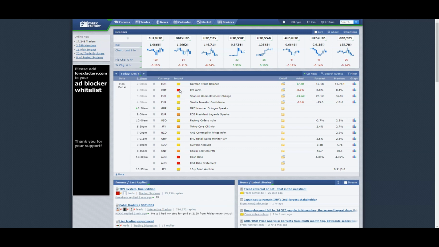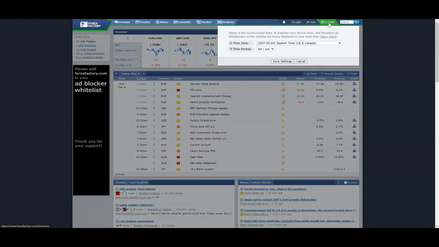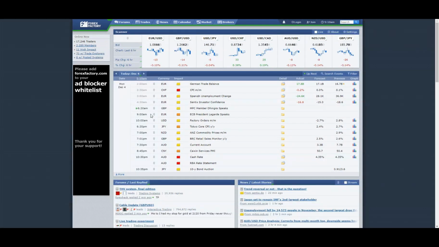So when it's red like this, it's extremely important to watch for those. The ones I normally look at are the ones in red, and I look at the currency that's going to be affected and at what time. You can also change your time at the top here. You can change it to whatever time zone you are currently in, but in the US time zone, it will be Eastern Central Time. Just save that and you will look at the market.